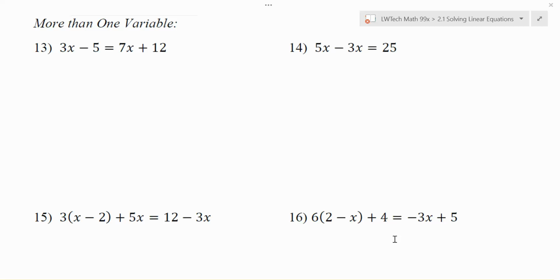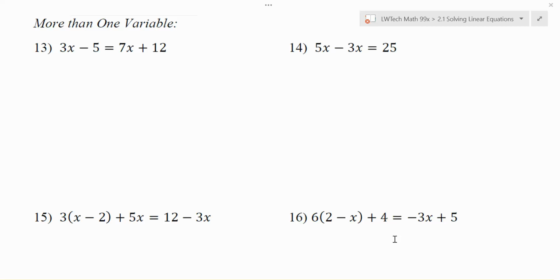So our first job in these types of situations is that we need to get the x's together so that we can combine them, because they are like terms, so we should be able to put them together. The problem in problem 13 here is that 3x is on one side of the equation and 7x is on the other side. We can't put them together when they're on different sides of the equation. They have to cross over that wall.